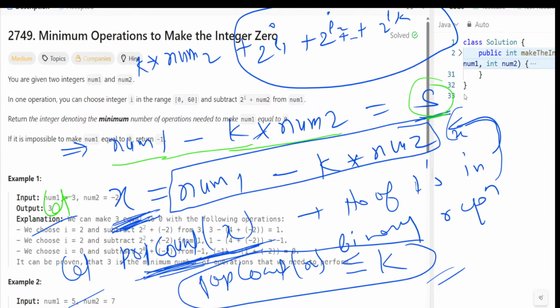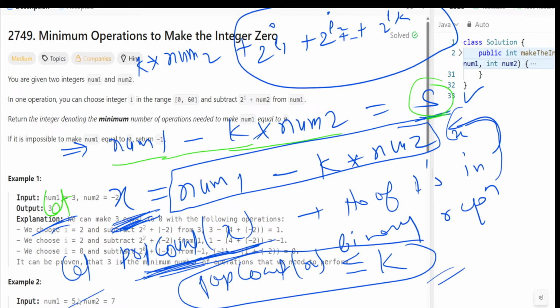Because very first I talked about the s. S must be the sum of exactly k powers of 2. And we also talked that we assume we have x, which is num1 minus k into num2, right? So x should be greater than or equal to 0, because we don't want to represent a negative value. If this power of 2 is coming, it should not be negative. It should not give a negative sum.